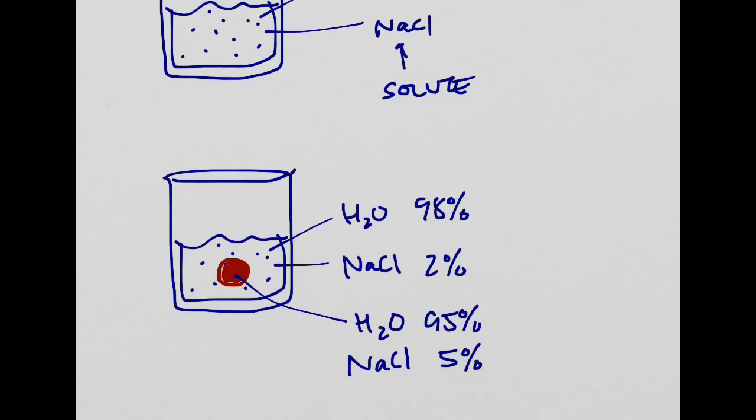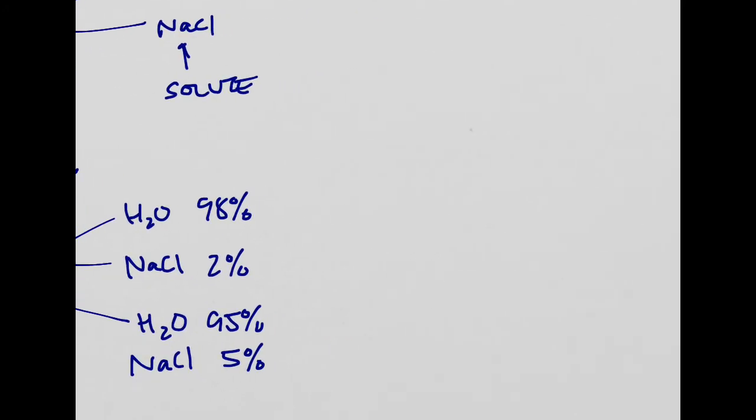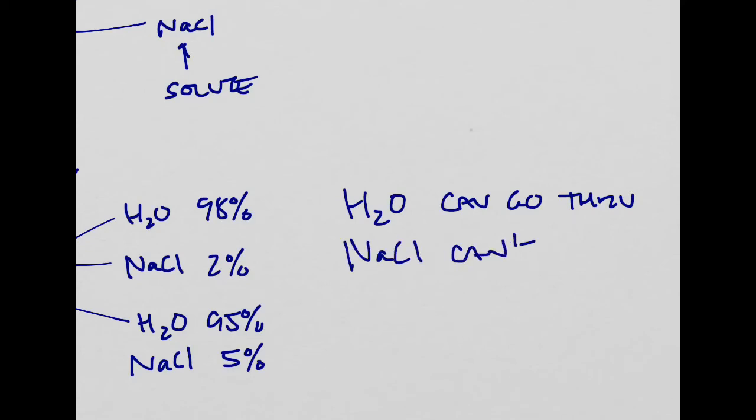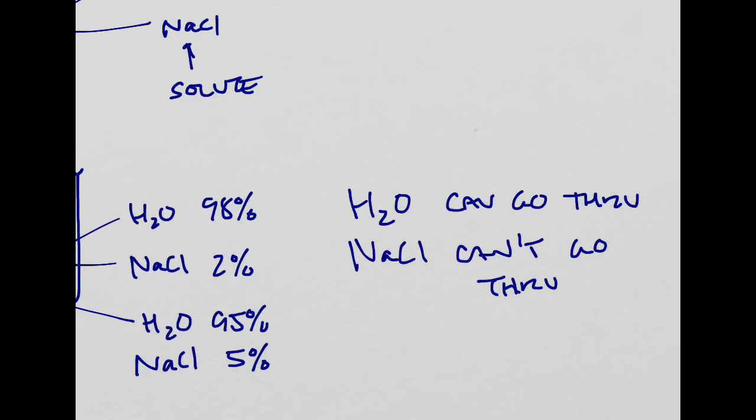And in this case, don't forget that there's a selectively permeable membrane that surrounds our cell. And I want you to imagine that the selective permeability is such that water can go through, but that the salt can't go through. So it can't go in or out. So it's impermeable to salt, but fully permeable to the water.